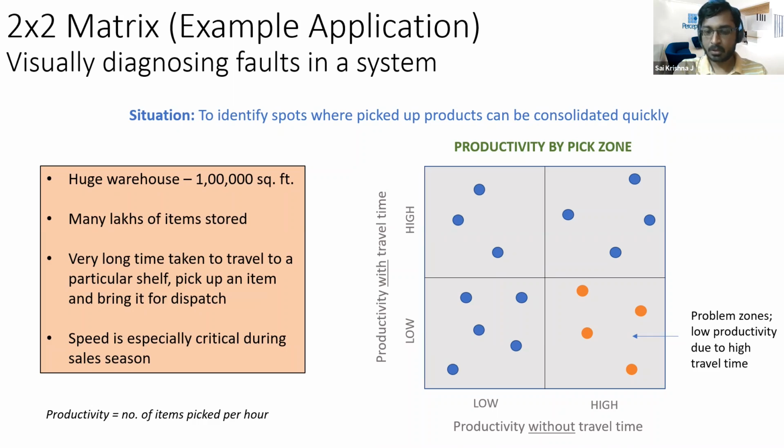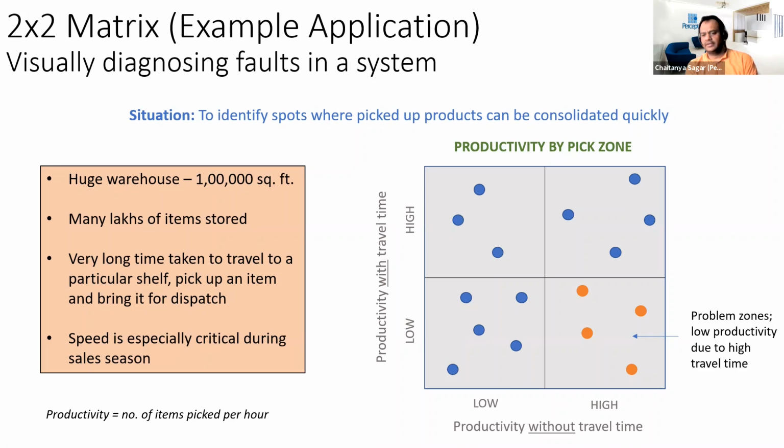So the productivity with travel time is the time taken to pick up the product from that shelf and travel from that shelf to the drop zone. Productivity without travel time is just the time taken to go and pick up that product from the shelf. It does not include the time taken to travel to the drop zone. Does that answer the question, Chaitanya?